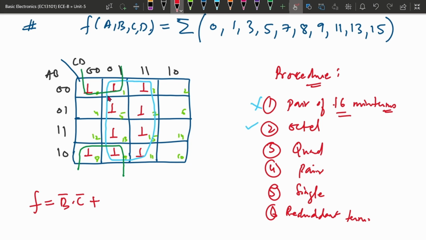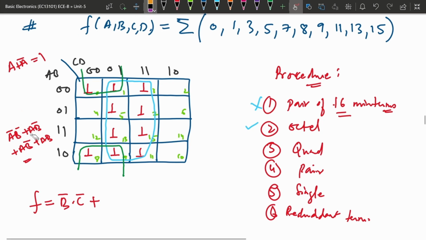Now we will be going with the octet. So in that octet we can see, in the vertical one, all possibilities of AB are being considered. So if we add all these, it will be coming out to be 1 only. It was like A plus A bar is coming out to be 1. Similarly, if we add A bar B bar plus A bar B plus A B bar plus AB, if we add this, these 4 terms, it will be coming out to be 1.